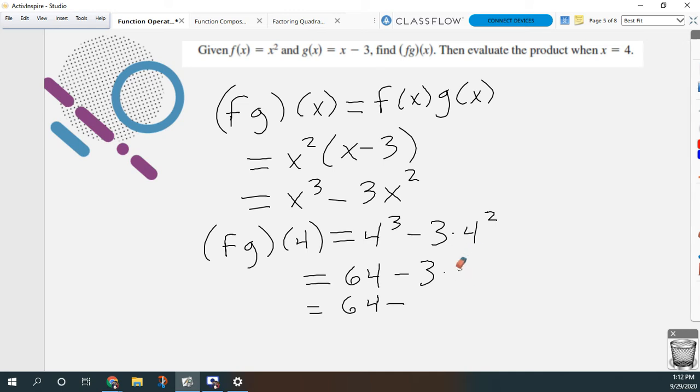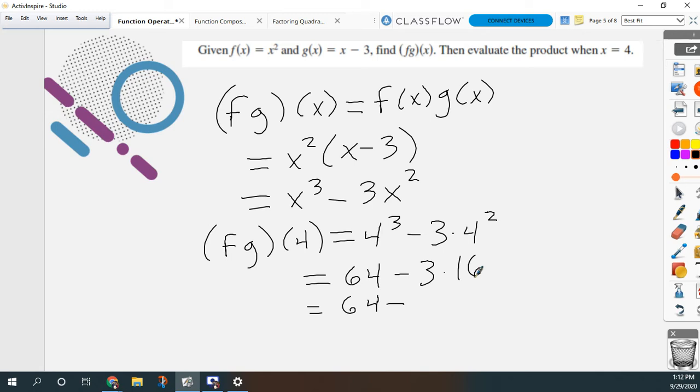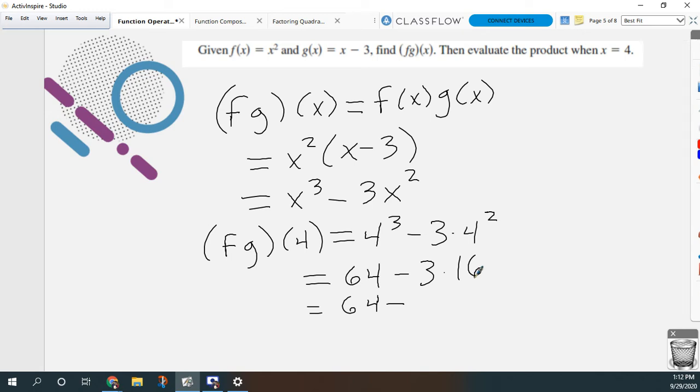There we go. So 4 squared gives us 16. So then 3 times 16 gives us 48. And then 64 minus 48 gives us 16. And so that would be our final.